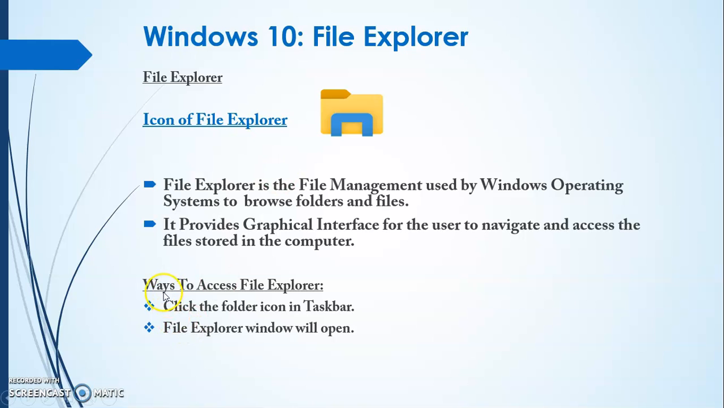Just see these two steps by which you can access, meaning use, this. How can you access File Explorer? Simply click the folder icon in the taskbar. I have explained that the taskbar lies at the bottom of the screen. There you will find a folder icon. Click on it and you will get a File Explorer window open. Then you can browse and navigate your files which are stored in your computer.